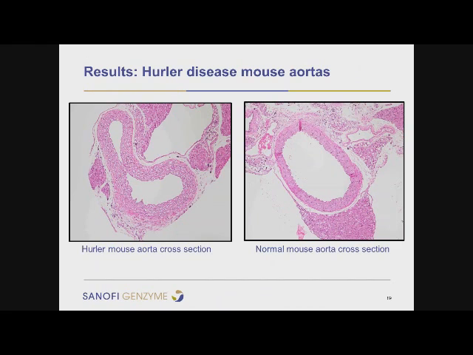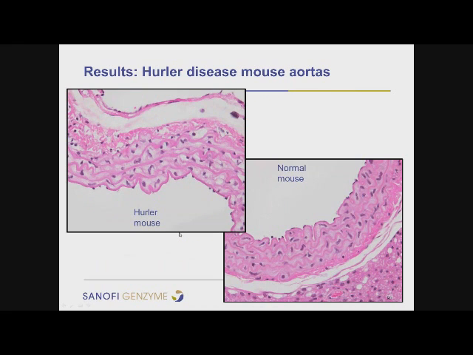So in discussing the Hurler disease mouse aortas, on the left you have a Hurler mouse aorta cross-section, and on the right is a normal cross-section. And you might look at this area here on the lower left side of the Hurler mouse, and there's really some disorganization going on here, which we will identify in just a second.